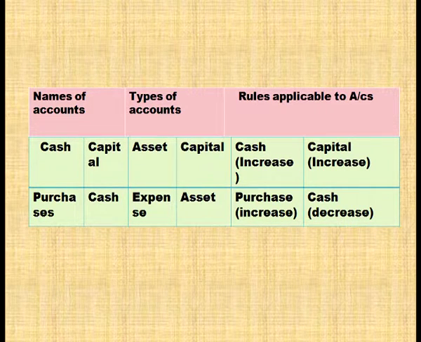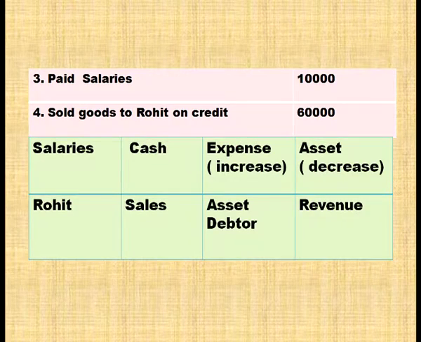Cash being an asset is going from the business when goods are purchased. So, cash is decreasing. Rule for asset account, when asset is decreasing, it will be credited. So purchases account will be debited and cash account will be credited. Paid salaries, rupees 10,000. Which are the affected accounts?